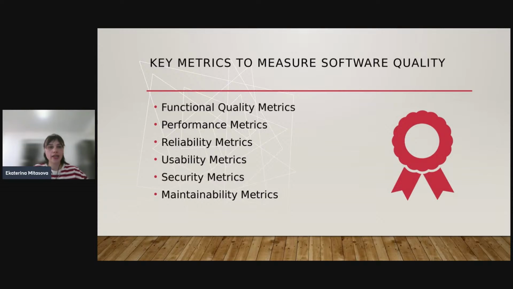The second one is performance metrics. They measure how efficiently the software operates under various conditions. For example, they can measure time taken by the software to respond to user actions. For example, the user clicks a button, or we can query a database, and we measure how much time it took the system to respond to our inputs or requests.